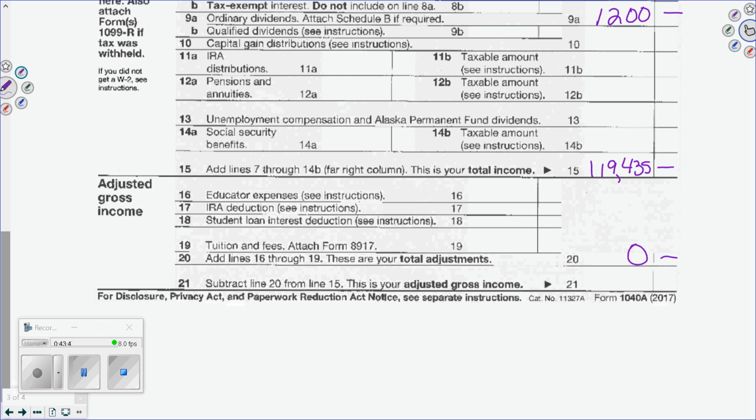These are your adjustments. For this example, they have none of that. So I got nothing. Subtract line 20 from line 15. So 119,435. Okay, but that's where all that kind of goes, right? If you're taking college classes, you're paying interest on student loans, all that good stuff.